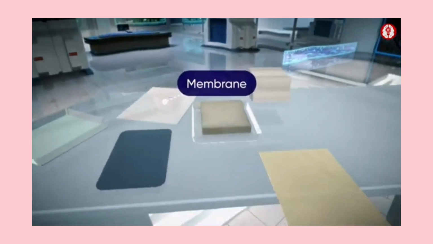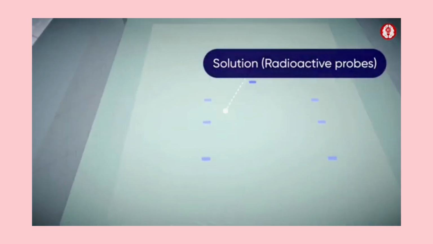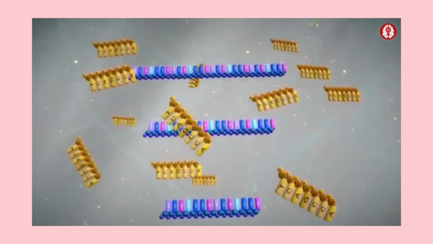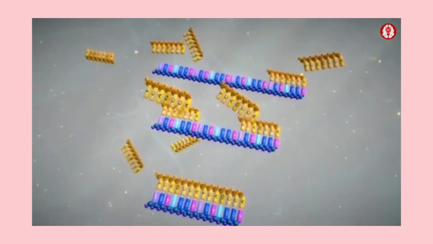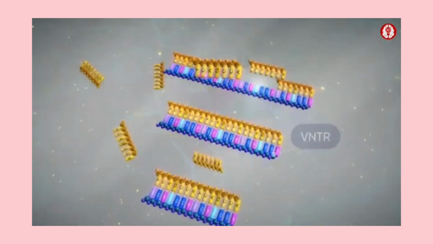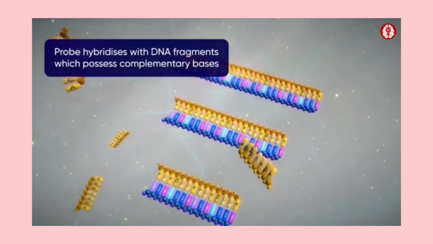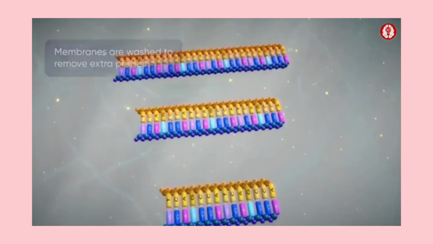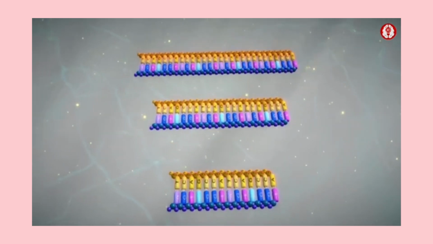The membrane is then immersed in a solution containing radioactively labeled probes. Let us zoom into the membrane to closely observe the interaction of the sample DNA and the probe. These probes are the short nucleotide sequences complementary to the VNTR. The probe hybridizes with the isolated DNA fragments. The extra probe is then washed off, leaving behind only the radioactively labeled hybridized segments on the membrane.